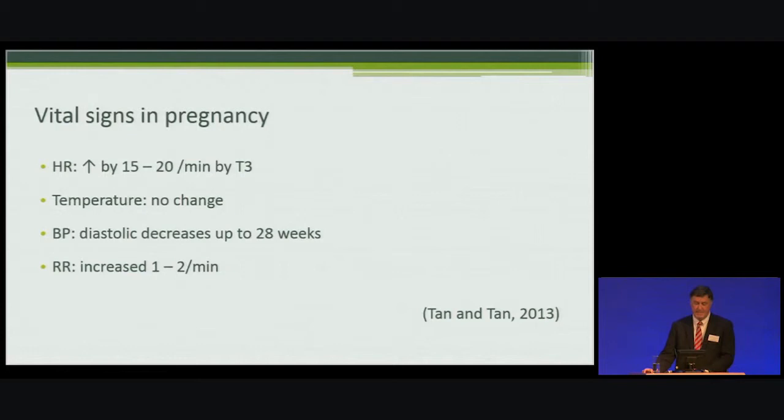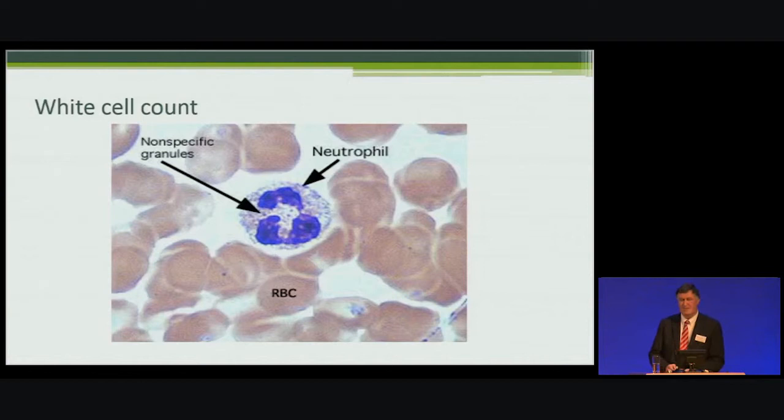There is a physiological leukocytosis, primarily due to an increase in neutrophils. And this leukocytosis increases further in labor, and it increases as labor progresses. And therefore, we must be aware of that when we go to interpret the white cell count.